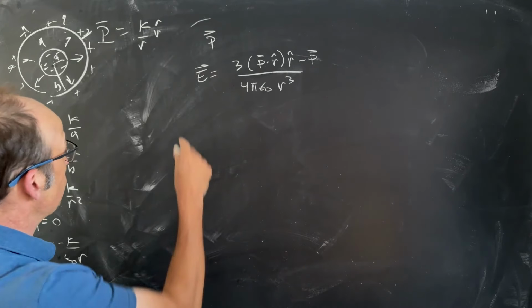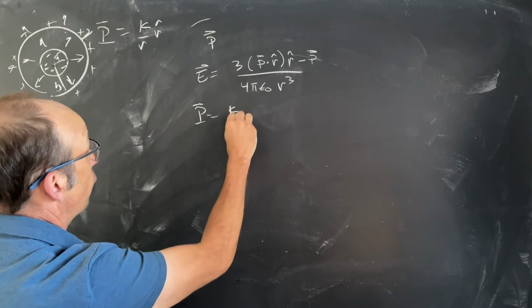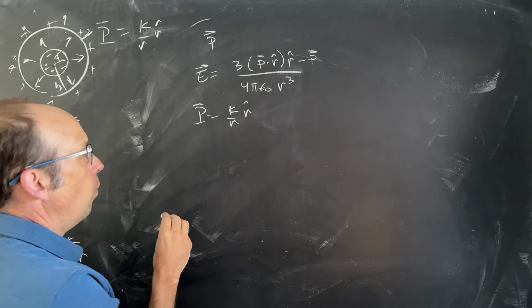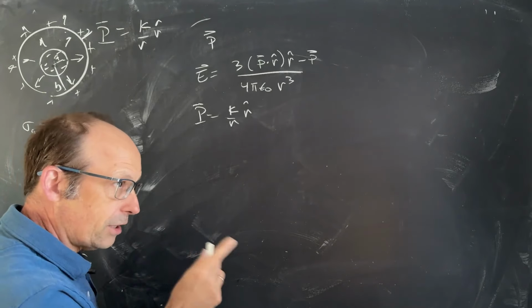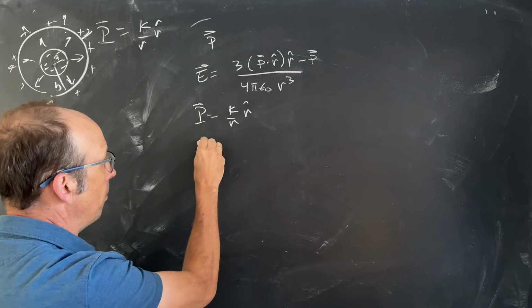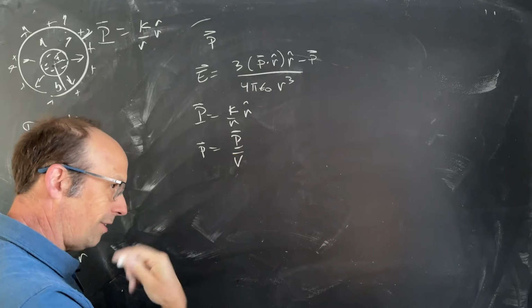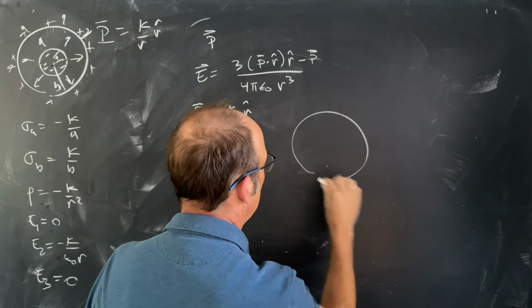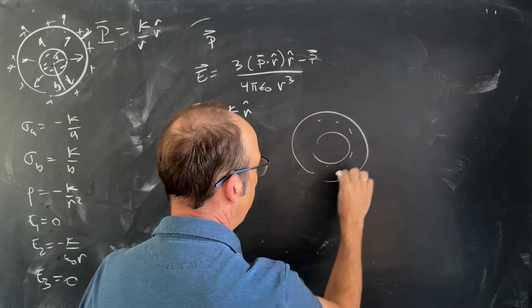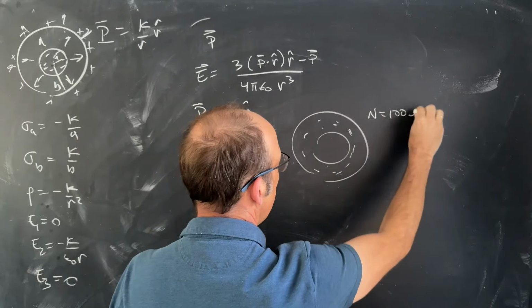But the thing is, we had this polarization, P is k over r hat. Well, then that's the polarization. What would the dipole moments at different places be? Well, the dipole moment is P times the volume. And so this is kind of tricky, because what I'm going to do is put a bunch of points in here. Let's say n equals 1,000.